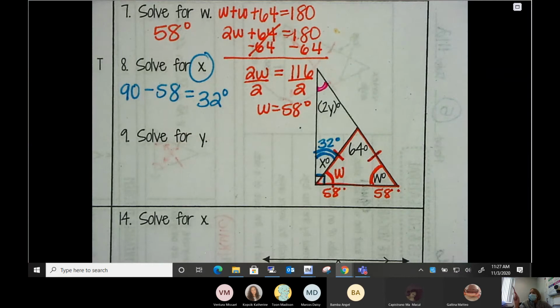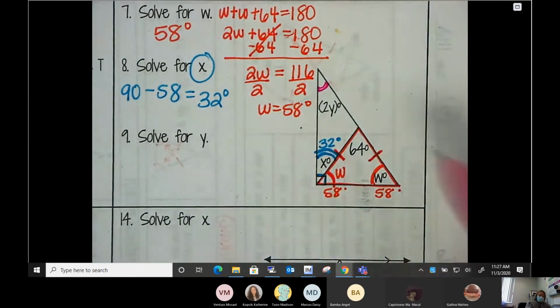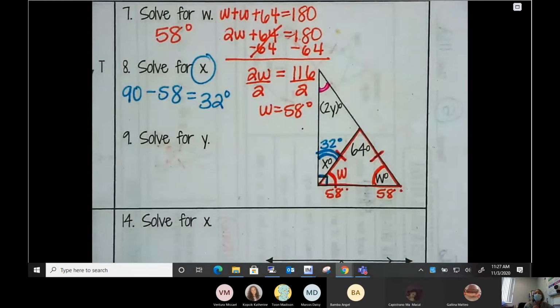Okay, well, I like where you're headed, Sierra, but if you wanted to add everything up to set it equal to 180, I would need to know this angle over here to do that. I don't have that one yet. I could figure it out, though. How could I figure out this angle right here?